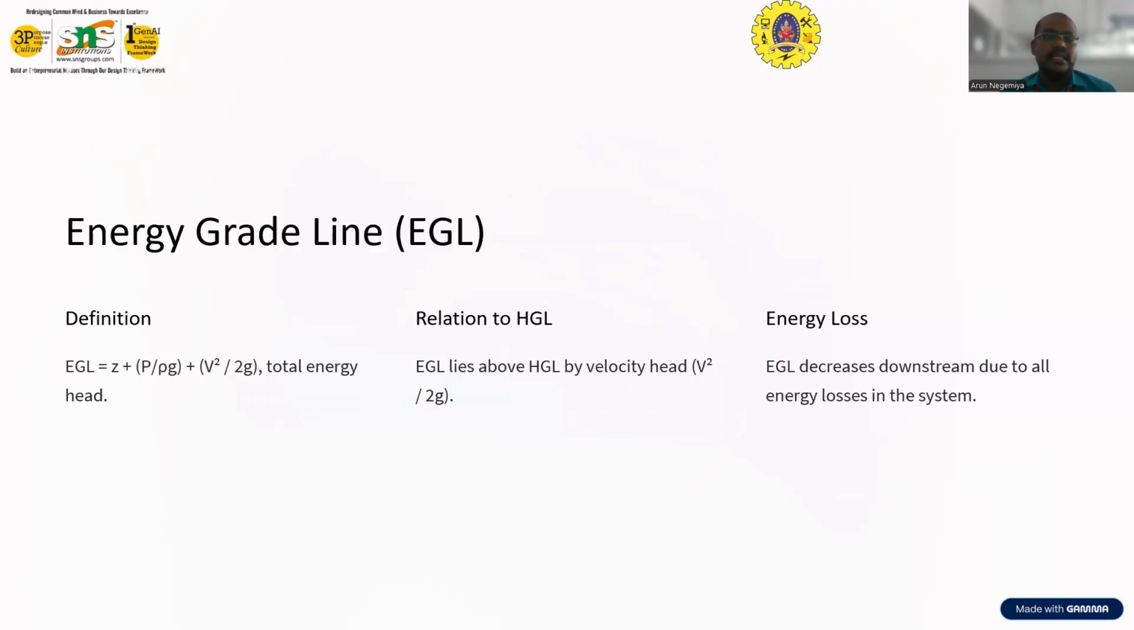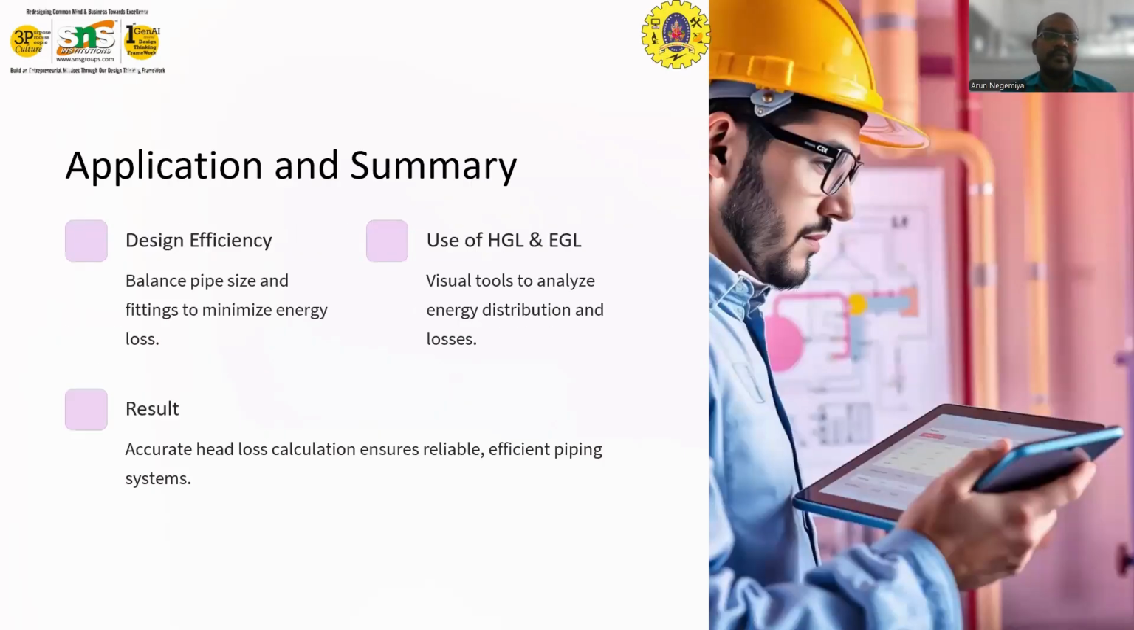Next one is the energy gradient line. The energy gradient line uses the following formula: P by rho g plus V squared by 2g plus Z. Here P is pressure, rho is density of the fluid, g is gravitational acceleration, and V is the velocity of the fluid. By using the energy gradient line and hydraulic gradient line, we measure the energy loss during the flow through the pipe.